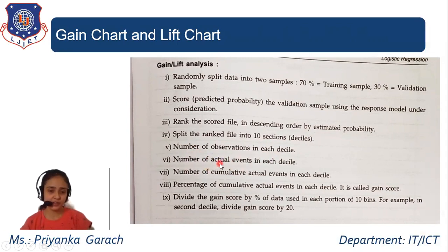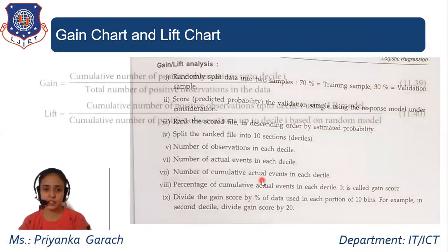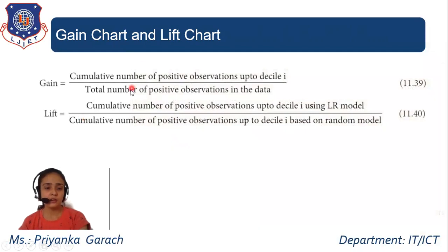Then the number of actual events in each decile. Then comes the number of cumulative actual events in each decile. And then comes the percentage of cumulative actual events in each decile. So you have to count the total number of observations in each, then the total number of actual events, it means the total number of positive events in each, and the number of cumulative positive events in each, so that you can put those values in this particular equation, and you will get the answer of the gain and the lift.